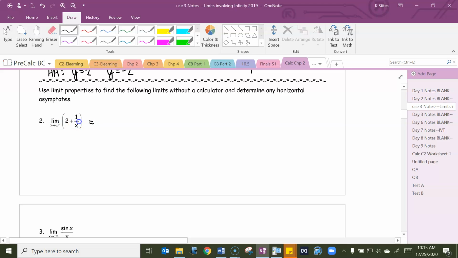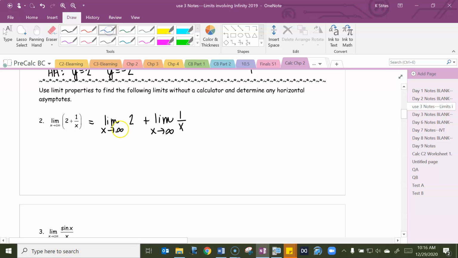So the first thing I'm going to do is start with x approaches infinity. A lot of times it turns out to be the same thing when x approaches negative infinity. We'll see in just a minute. And I'm going to split my limit. So I'm going to do limit as x approaches infinity of 2 plus limit as x approaches infinity of 1 over x.